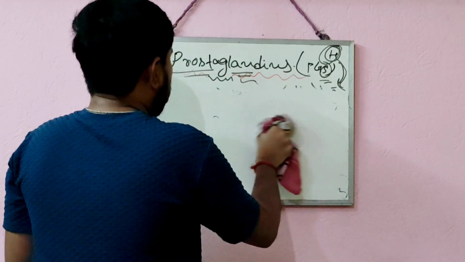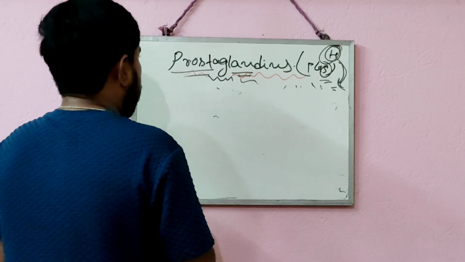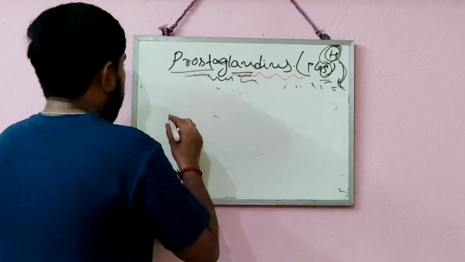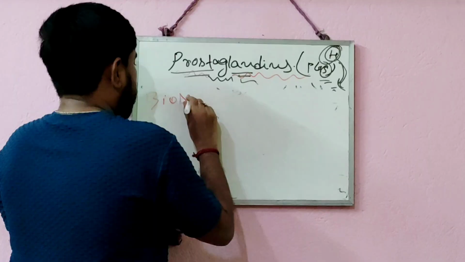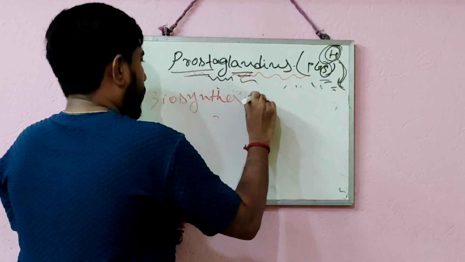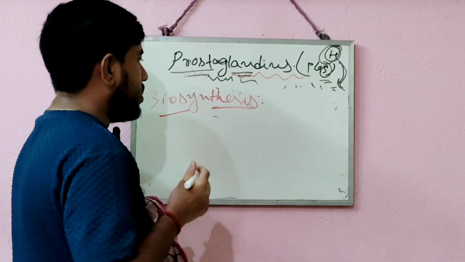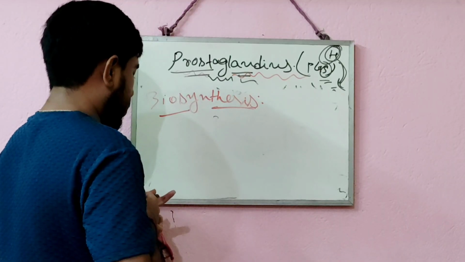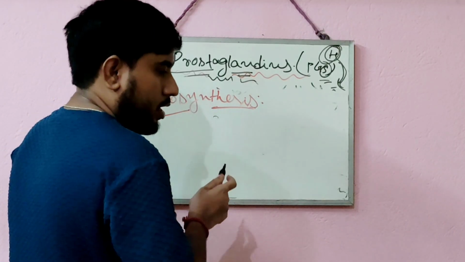So before going into the physiological action and the different drugs that act against or act for prostaglandin, we have to discuss the biosynthesis of prostaglandin. How is prostaglandin generally secreted, generated, or synthesized in our body? We have to discuss that in this slide.